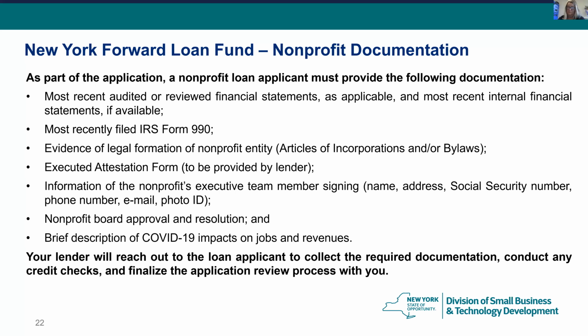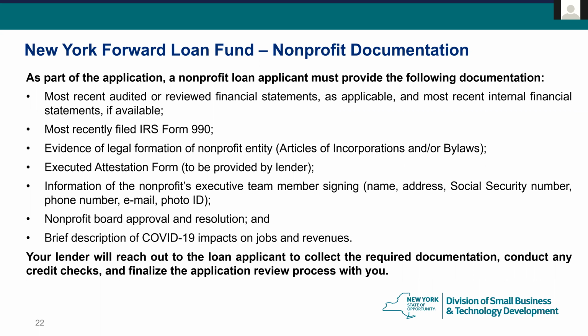Now, as part of the application documentation, slightly different for nonprofits, your most recent audited and reviewed financial statements are going to be most important, along with your internal financial statements. Your IRS Form 990, which of course is your equivalent of a tax return. Evidence of legal formation of your nonprofit, that's obviously important. You're going to have your bylaws and your articles of incorporation as a nonprofit. The attestation form, once again, that you did not receive a Paycheck Protection Program loan of greater than $50,000.